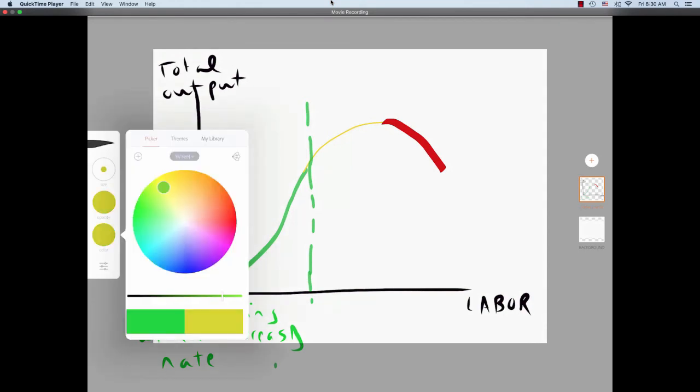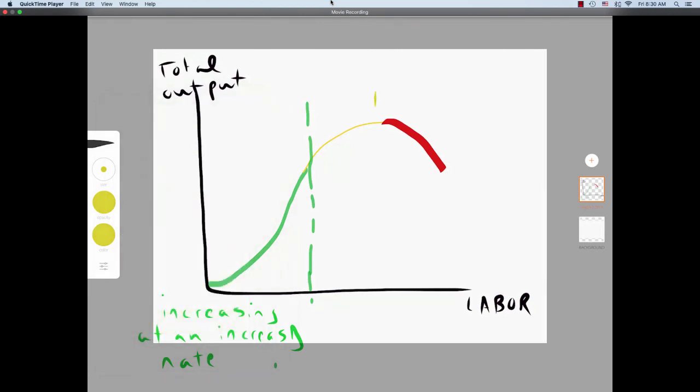Well, then you get to this part up here in the yellow, and you can see the total output is continuing to increase, but it's not increasing as fast. So as you add another worker, the marginal productivity increases, but at a decreasing rate. But it's still positive. I know it's still positive because output continues to rise.